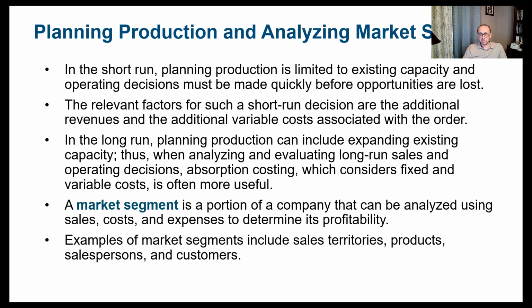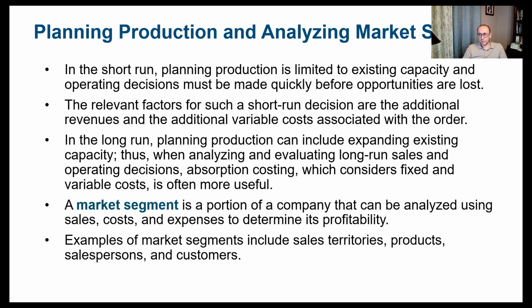The relevant factors for such a short-run decision are the additional revenues and the additional variable costs associated with the order. So we only focus on variable cost and how much revenue we're generating. We really don't think too much about the fixed cost. On the other side, in the long run, planning production can include expanding existing capacity, like having a new factory, hiring more people.